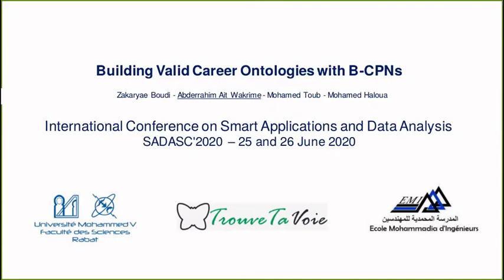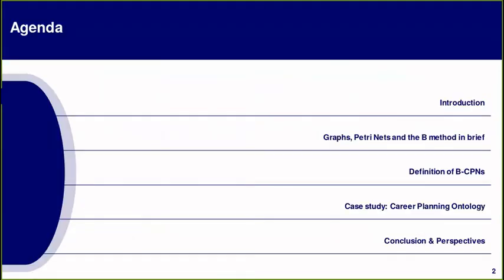During this presentation we follow the following plan. I will start with an introduction. Then I will present the preliminaries, namely graphs, Petri nets and the B method. In addition, a formal definition of B-CPNs is provided. Moreover, we show in a practical way how such an approach can help us build and control a human resource career ontology. At the end we will present a conclusion with future work.